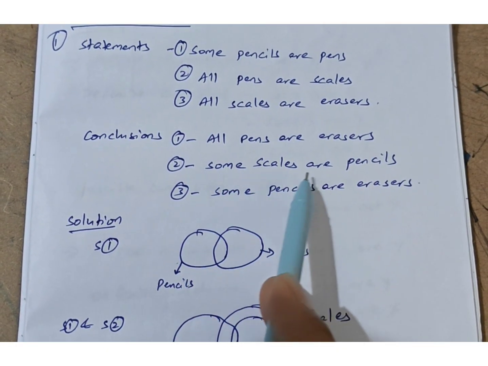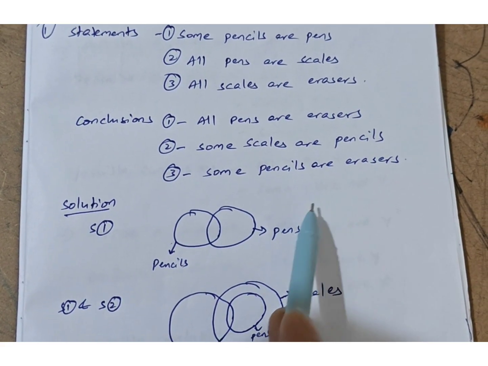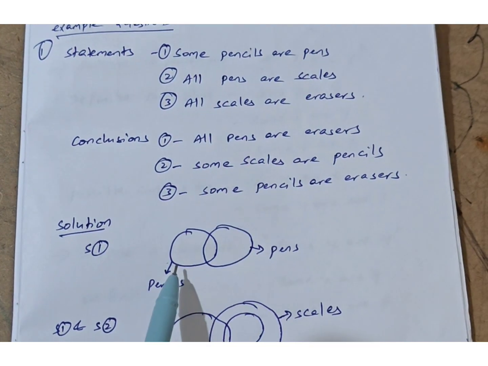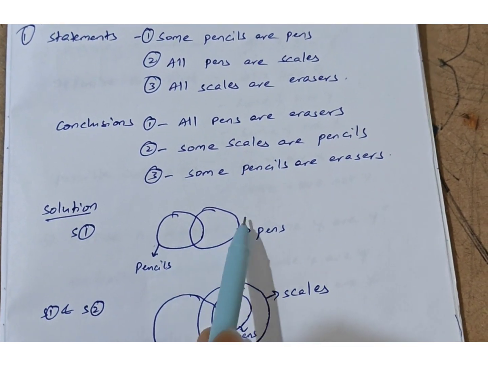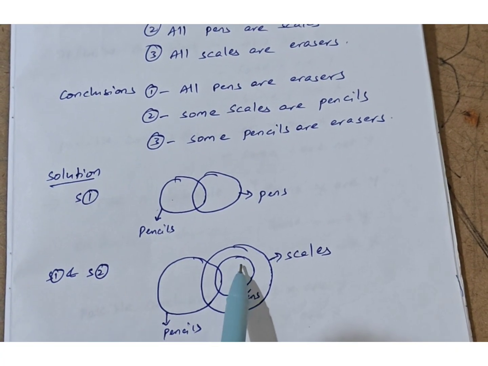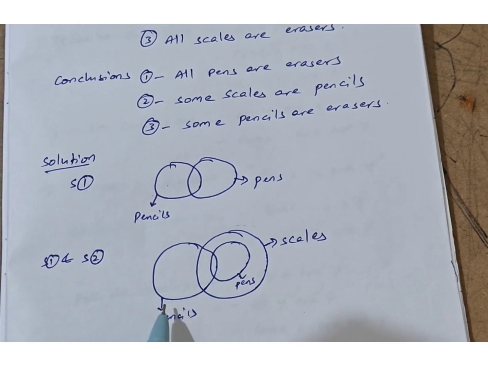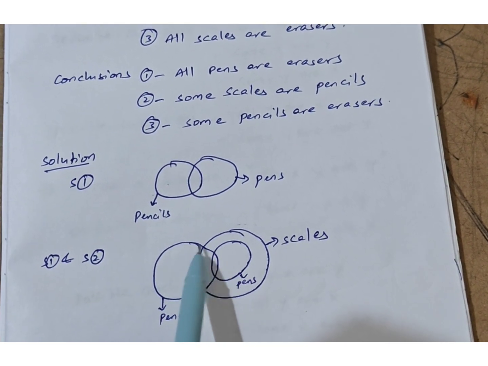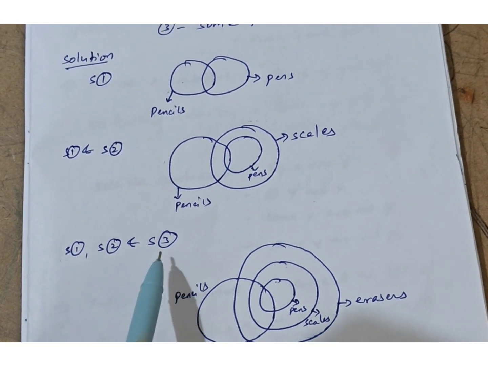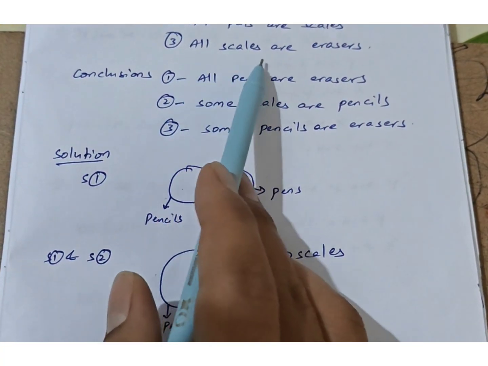So we will do the solution using a Venn diagram. First, we draw for statement 1. Some pencils are pens, so some of the pencils overlap with pens. When we combine statements 1 and 2, in statement 2, all pens are scales, so all the pens should be inside the scales. So we draw a circle for scales which covers all the pens. Now, if we combine statements 1, 2 and 3, all scales should be inside the erasers. So this is the possible diagram.